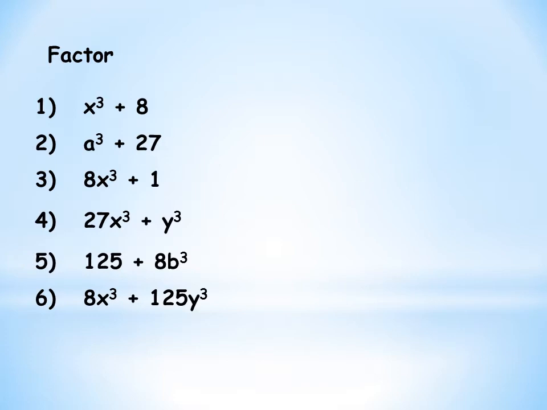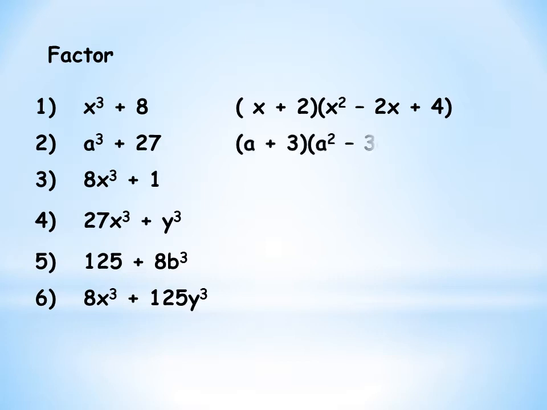All right, let's see how you did. The first one, x plus 2, x squared minus 2x plus 4. A plus 3, a squared minus 3a plus 9. Now in this third one, you have to take the cube root of both. So your first term will be 2x. So 2x plus 1. And then when you square it, you have to have the whole thing squared. So it's parentheses 2x, close parentheses squared. So you have to square the 2 and the x. So 4x squared minus 2x plus 1.